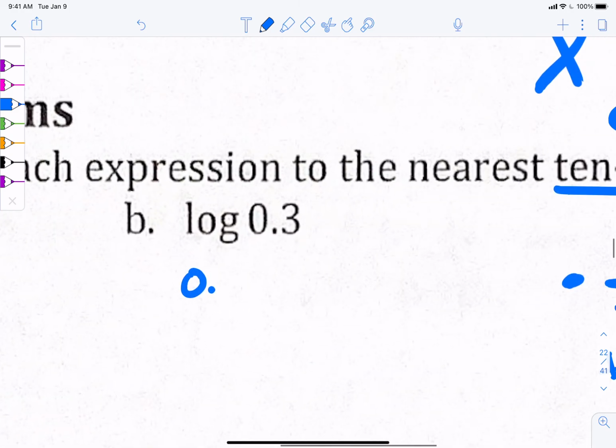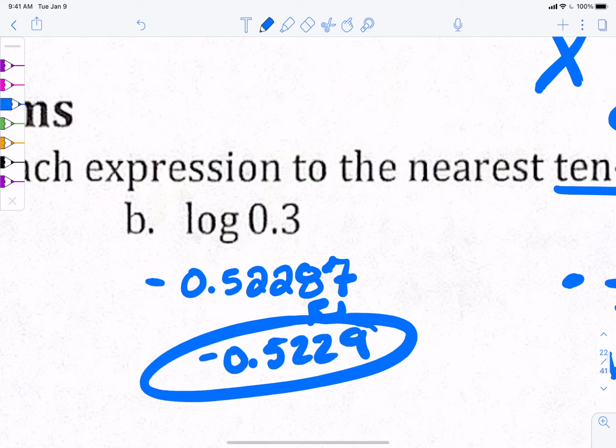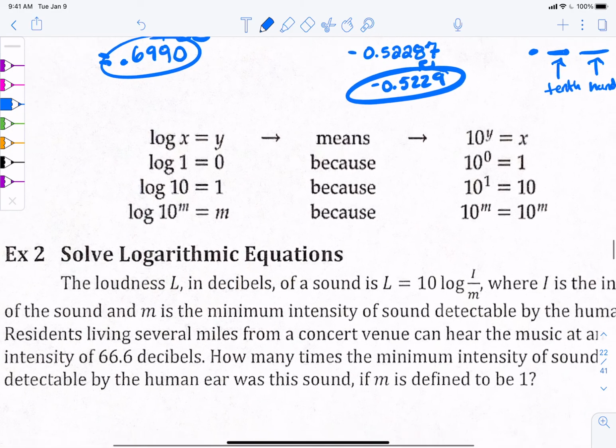Log of 0.3. Type that in. Give it to me. It's a negative 0.52287. So 4 decimal places. This 7 is going to round that 8 up. So negative 0.5229. Good? That's easy enough, right? They'll give us a bunch of those.